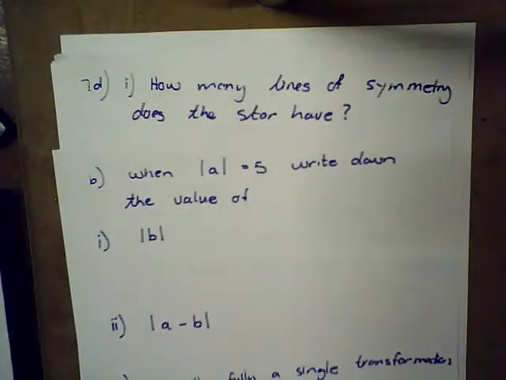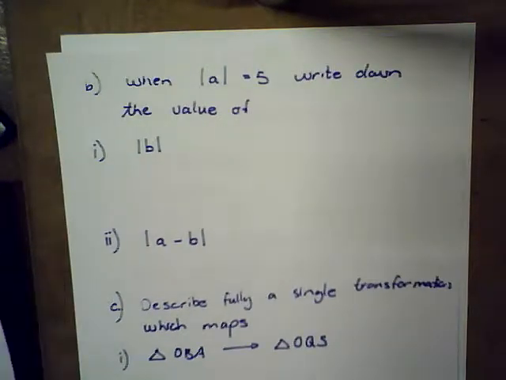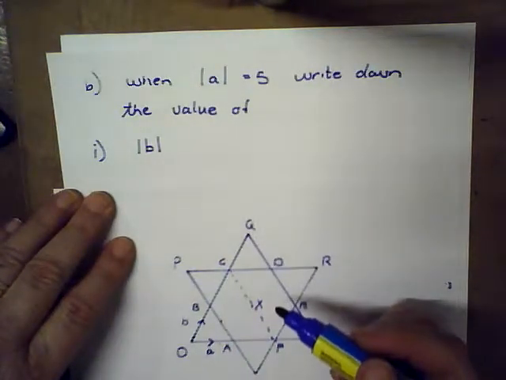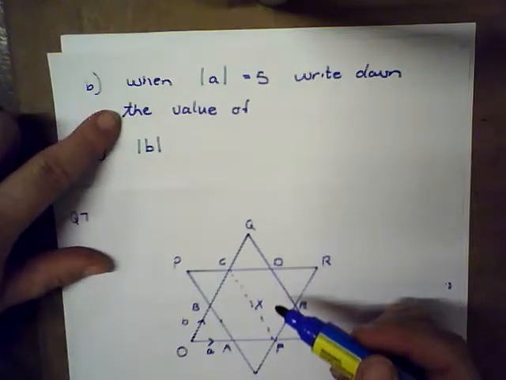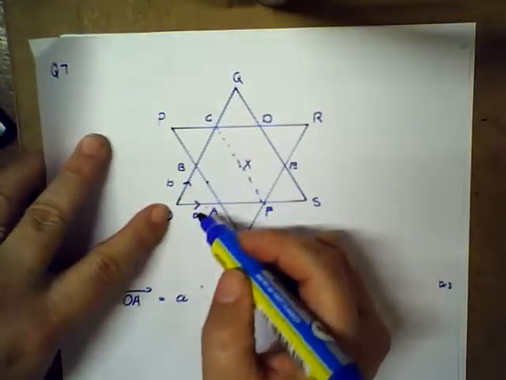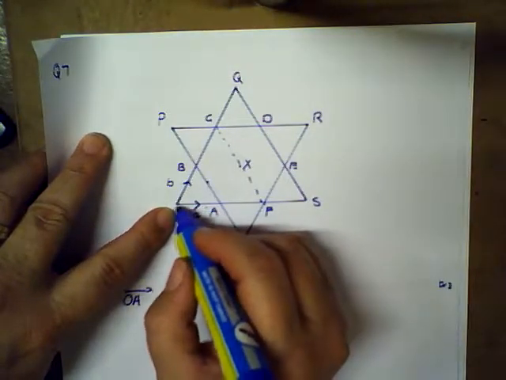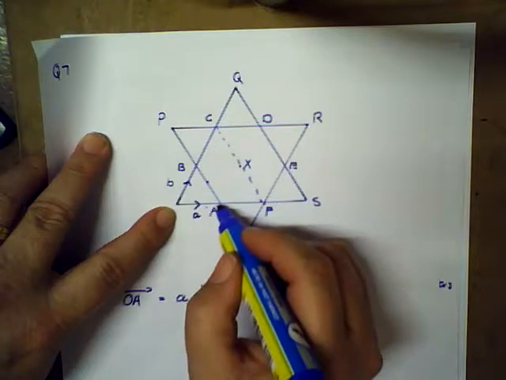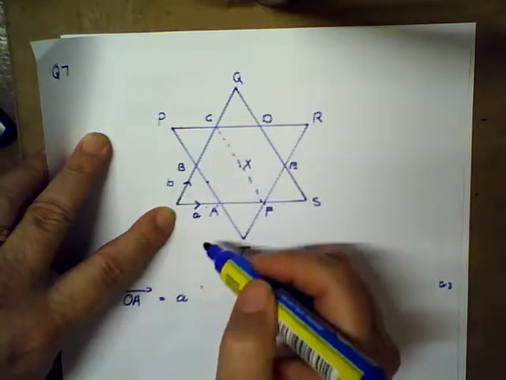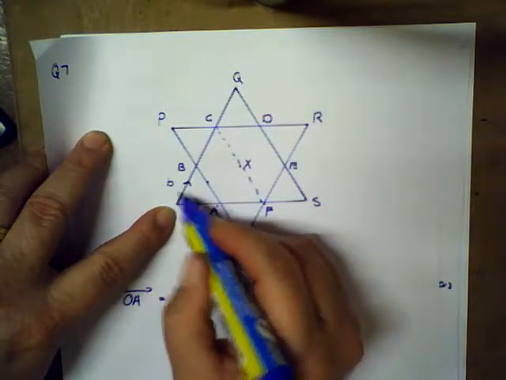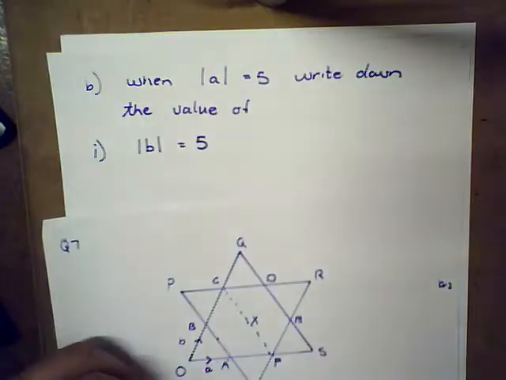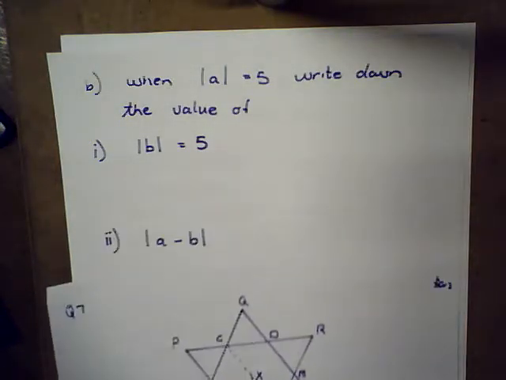Let's move on to number B. They say when the absolute value of A equals 5, write down the absolute value of B. Now, we've discussed this when we started. It's an equilateral triangle. This length is 5, and this length would also be 5 because all these little triangles would be equilateral. So all three sides would be equal to 5. The absolute value of B would also be 5.